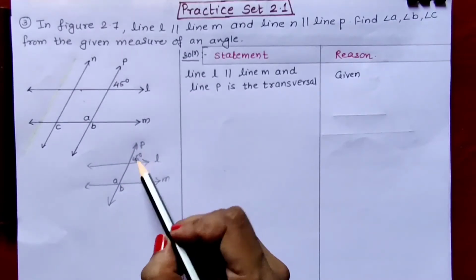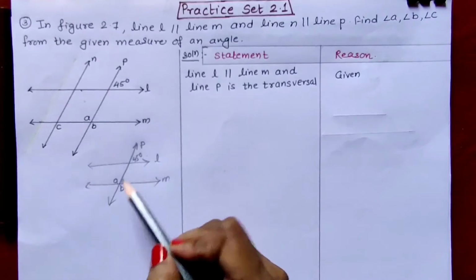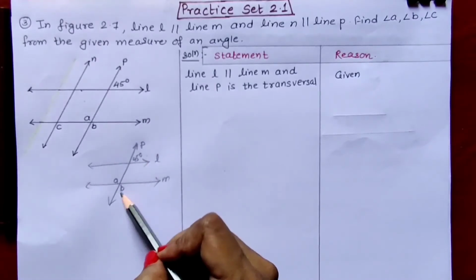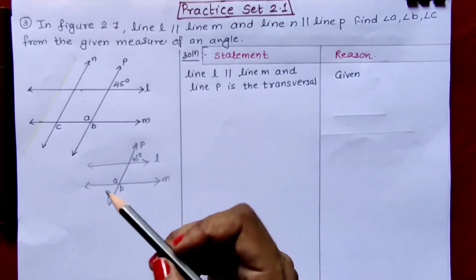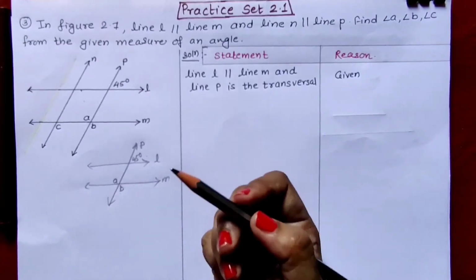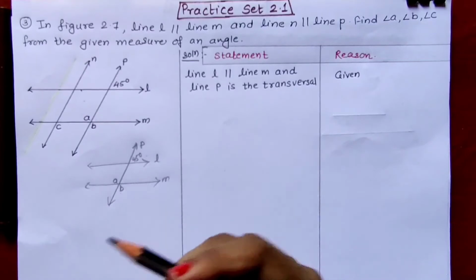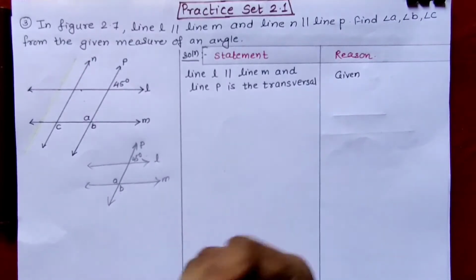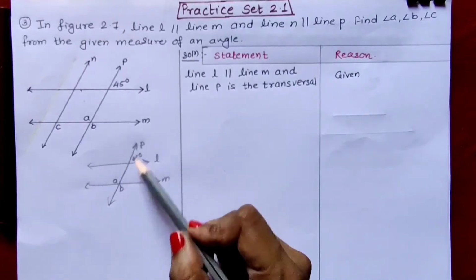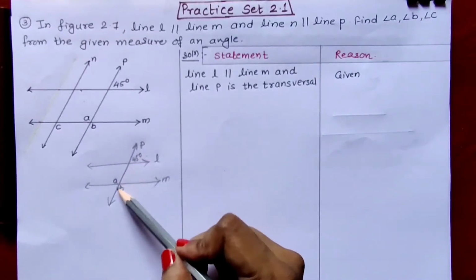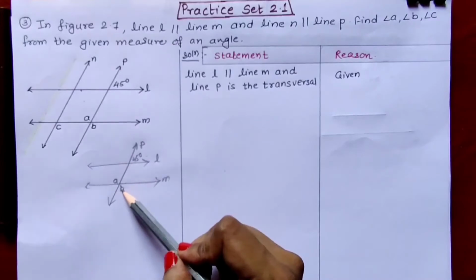Similarly, when you observe this 45 and B, 45 and B also are not the types of angles which we have learned. They are not corresponding angles. They are not exterior alternate angles or interior alternate angles or interior angles or adjacent angles. They are not any type of angles. So we cannot use any property to find the value of A and B.